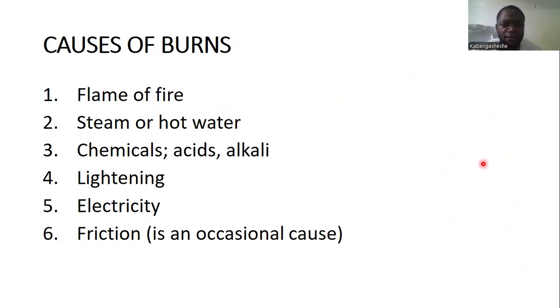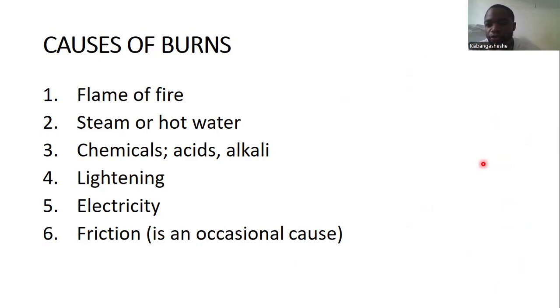So let's look at some of the causes. First of all is flames from fire sources. This time we are dealing with gas stoves, firewood, burning buildings, houses, and so on. Steamed water, this is boiling water. Spills are common in babies. The baby may wander off from the caregivers, and the next thing, you find they are spilling water, and that can cause burns.